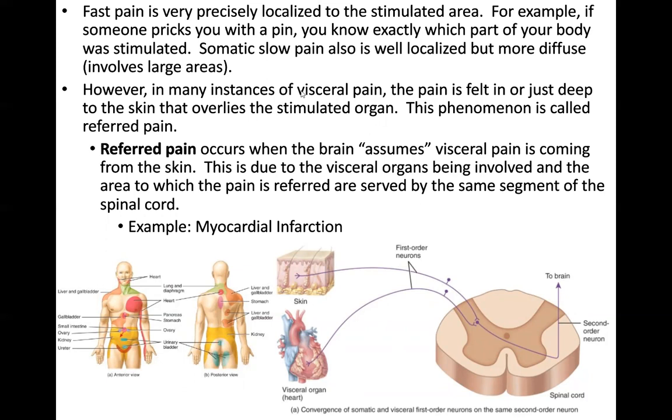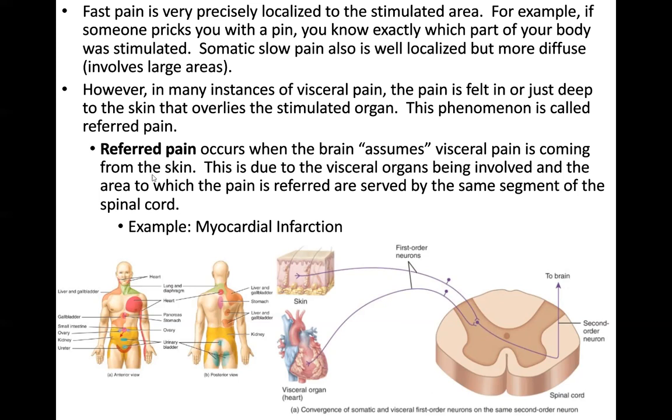In instances of visceral pain, pain in our internal organs, instead of feeling the pain in that internal organ, you're going to feel the pain somewhere else, just deep to the skin that overlies that stimulated organ. This phenomenon is called referred pain. You guys ever heard of referred pain before? I bet you've learned about something else that involves referred pain that I'm going to explain in just a second. Referred pain occurs when our brain assumes visceral pain is actually coming from the skin. So it's an organ that's hurting, but your brain interprets it as the skin hurting.